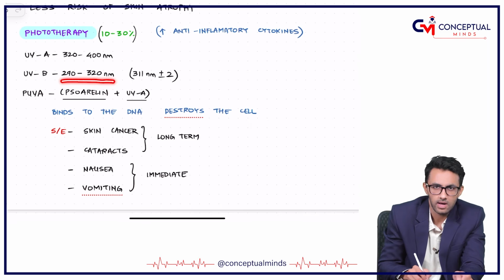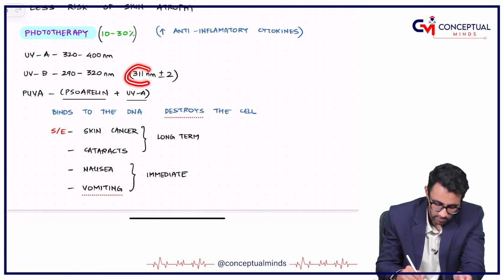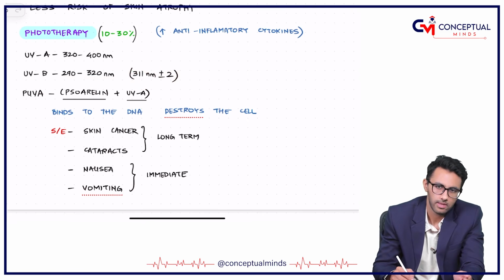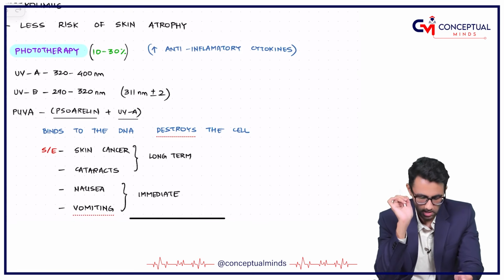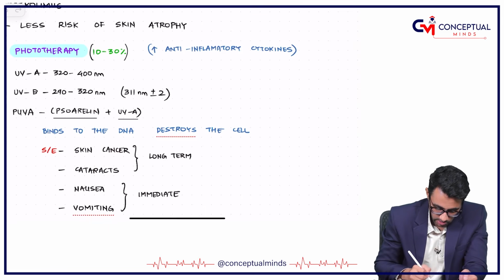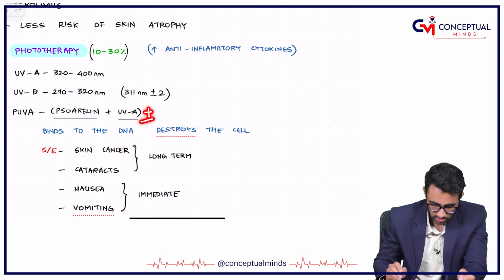If you ask me for one number, 311 nanometer, plus minus 2, will be the answer. Okay, fine. The next is PUVA. Over here we will use psoralen plus UVA light. Okay, this is what we are going to do.